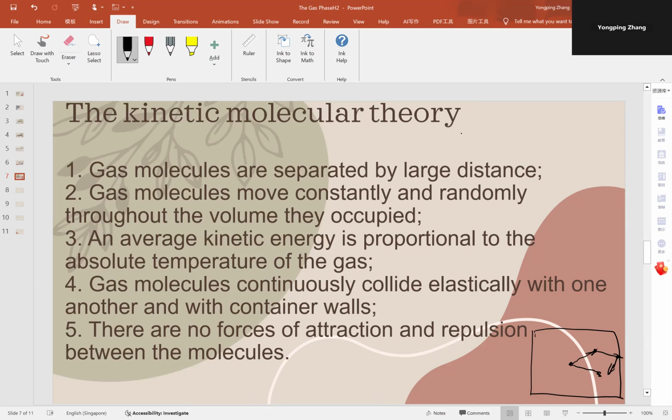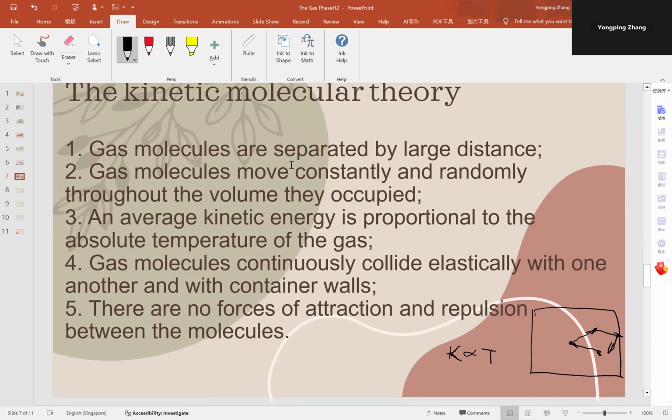Average kinetic energy is proportional to the absolute temperature of the gas. Gas molecules continuously collide elastically with one another and with the walls. There are no forces of attraction or repulsion between molecules. This is for the ideal gas.